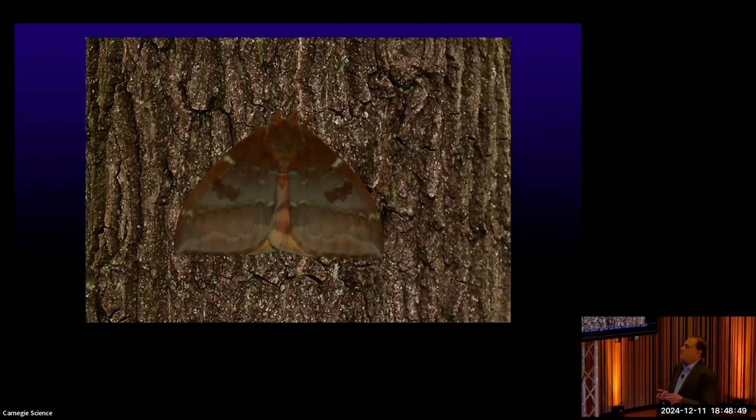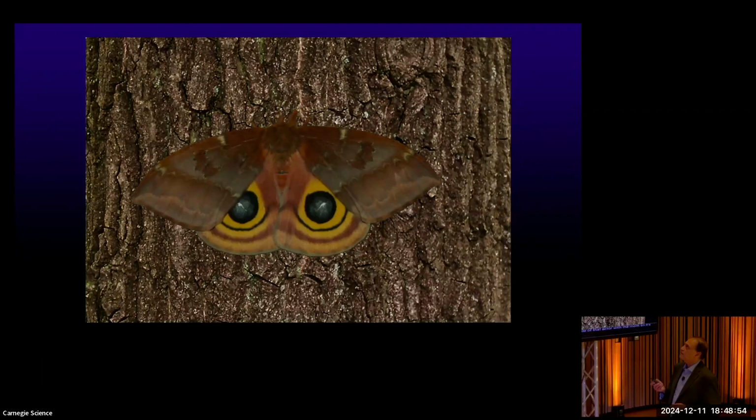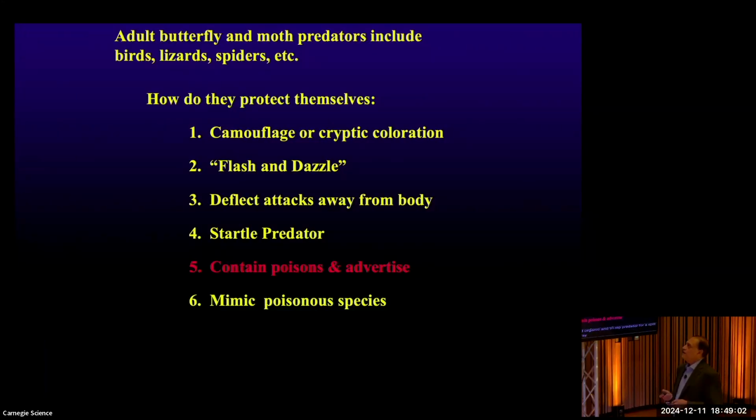You can see another example of that actually with this moth. So it's nice in camouflage, but if you startle it, in fact, it lifts up the wings and has these big eye spots. And so again, it can startle a predator for a split second so that it can get away. Okay. Another way that butterflies can protect themselves is to be unpalatable, to contain poison.